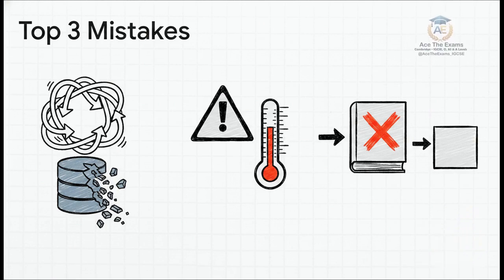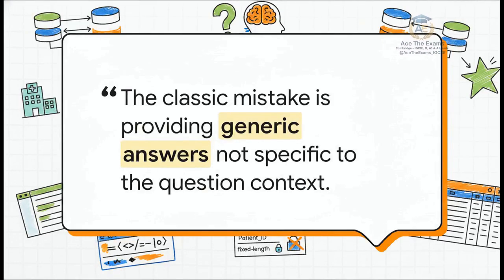This is the ultimate trapdoor, and it is exactly what takes down our student Alex every time. I am going to read this exact examiner alert emphatically because it is one of the most absolutely crucial things you will hear today. The classic mistake is providing generic answers not specific to the question context. Always link every point to the given scenario.